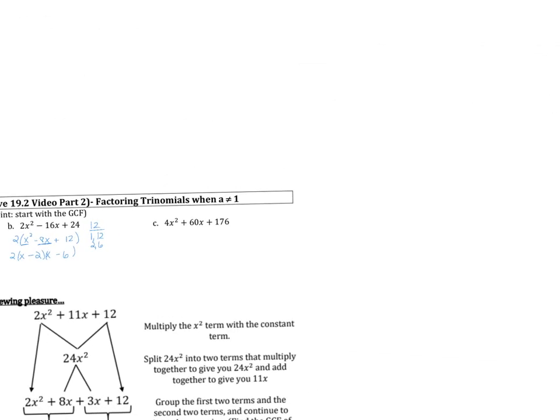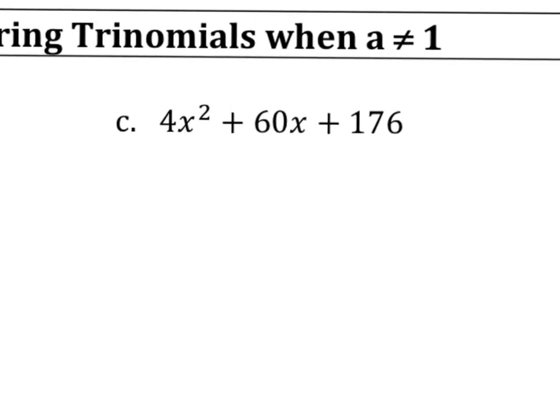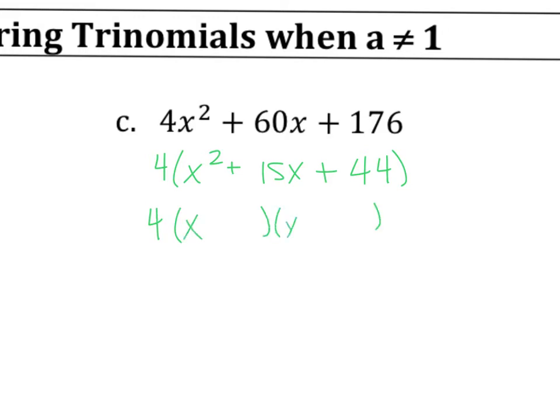Okay, and let's take a look at C. So this time I noticed that my GCF is 4. So I'm going to factor that 4 out, divide each part by 4, and then we're going to factor what's in the parentheses. So I have my x and my x, and I'm looking for 2 numbers who multiply to give me 44 and who add to give me 15. So 1 and 44 doesn't work, 2 and 22 doesn't work, 3 doesn't go into it, 4 and 11 adds to 15, so I do plus 4 and plus 11.